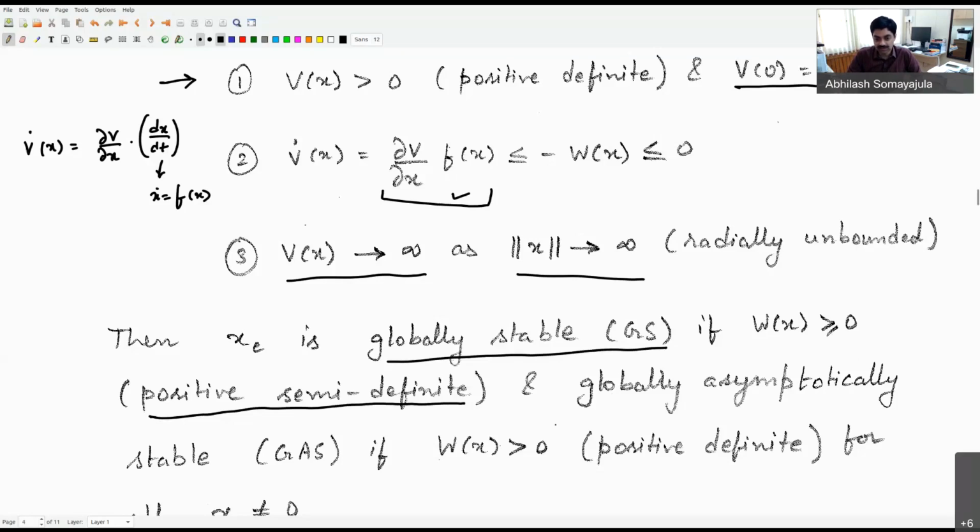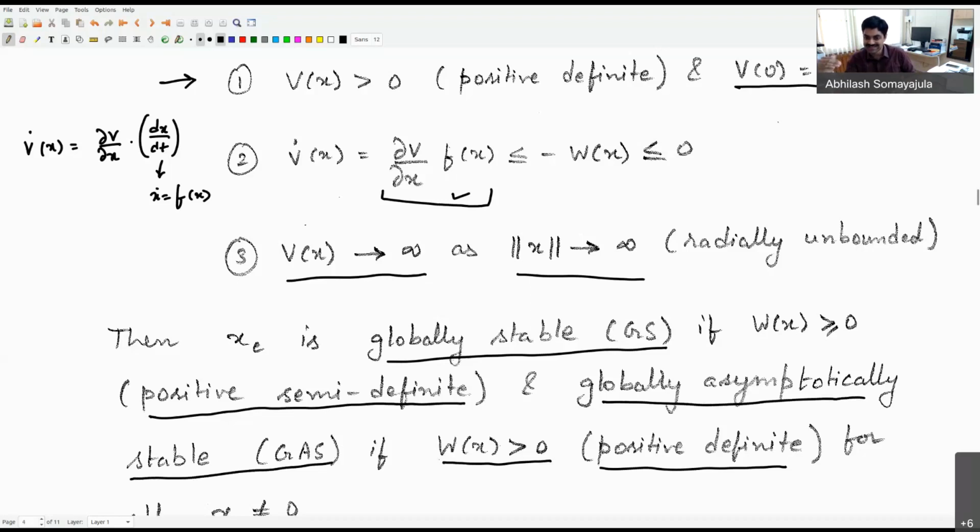And if W of x is precisely greater than 0, which means it is positive definite, then the system is globally asymptotically stable. Okay, so there are two conditions here. As long as we have found that V of x such that V dot is less than or equal to 0, that means that the equilibrium point is globally stable. But if V dot is less than 0, then it is globally asymptotically stable.